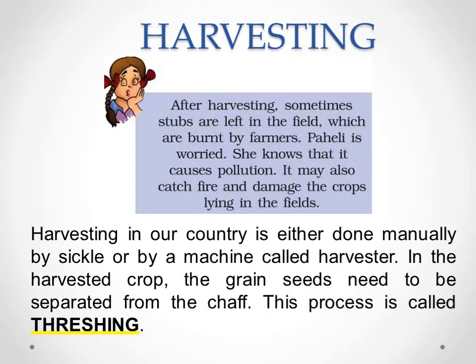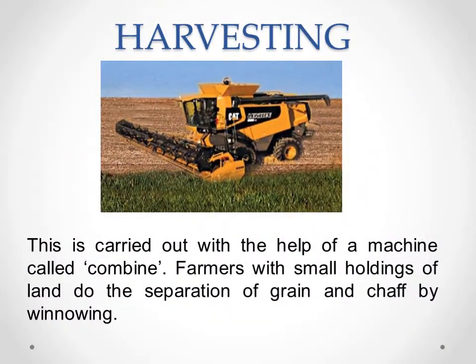Harvesting in our country is either done manually by sickle or by machines called harvesters. In the harvested crop, the grain seeds need to be separated from the chaff. This process is called threshing. Nowadays, harvesting is carried out with the help of a machine called a combine. The farmers with small holdings of land do the separation of the grain and the chaff by winnowing also.